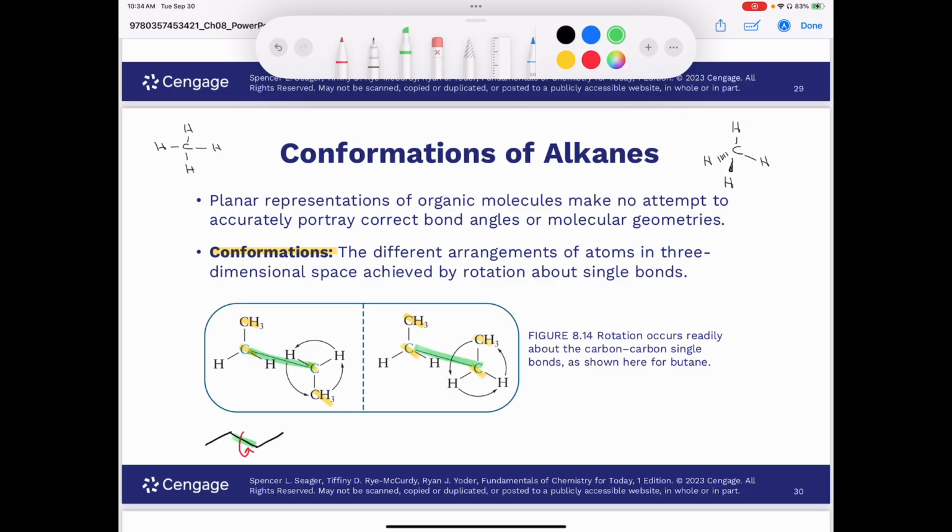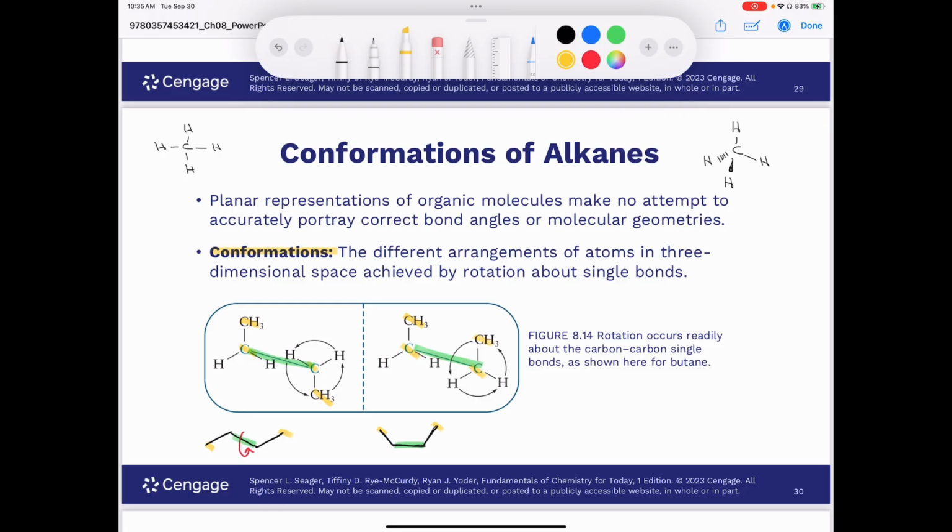So that the two methyl groups are on opposite sides, or you could rotate it such that, let me get my pen here, they are on the same side like this. So again, this is the green bond here, and these are the two methyl groups. And so technically there's really an infinite number of conformations because you could just keep rotating the bond ever so slightly, but these are what we call conformations, when we can rotate around a bond and have a different arrangement of the atoms in three-dimensional space.